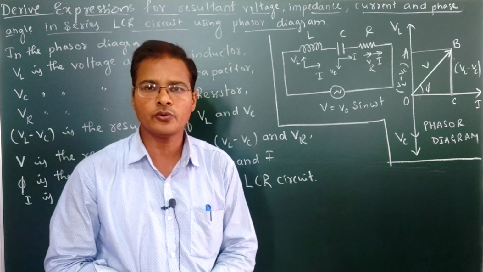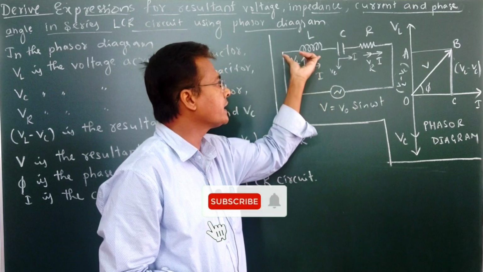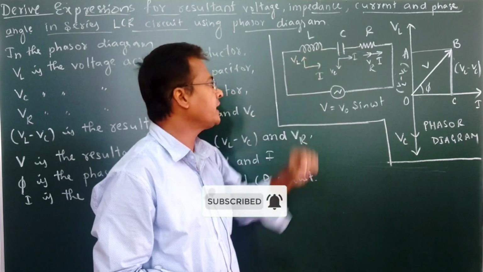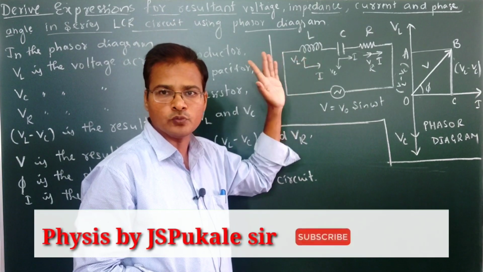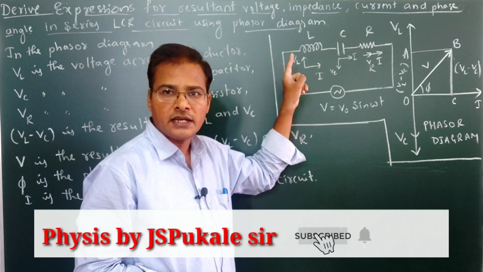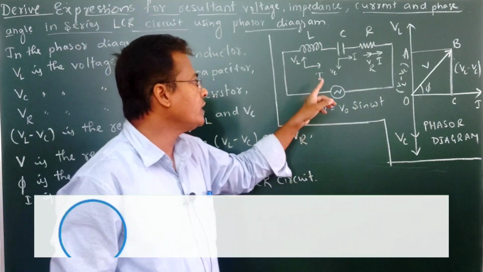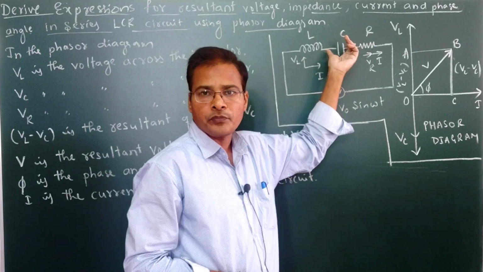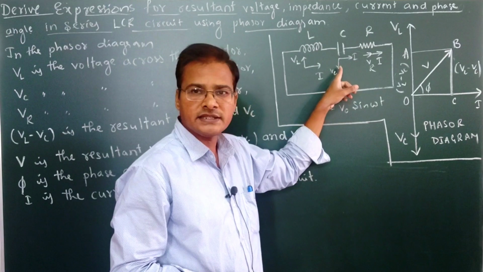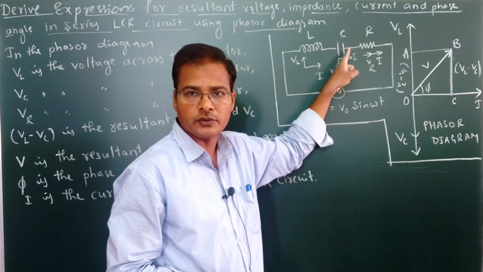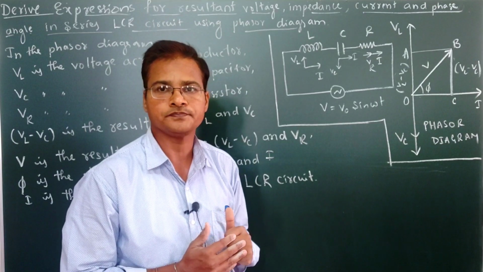As we know earlier, if alternating current is connected to a pure inductor, the voltage leads the current by pi by 2. Next, when you connect it to a pure capacitor, the voltage lags behind the current by pi by 2.